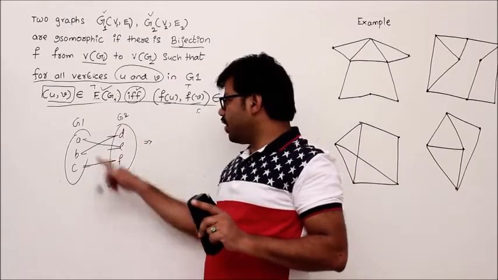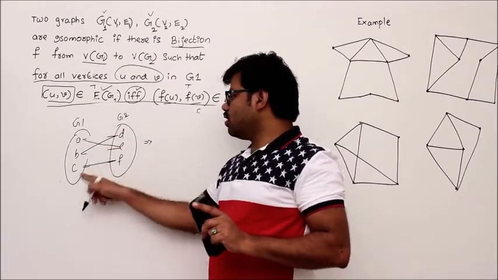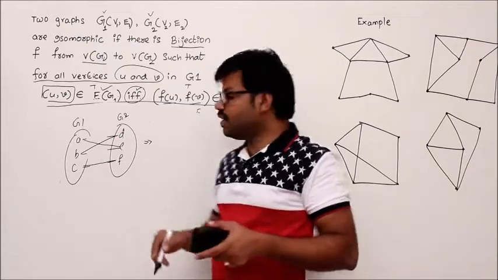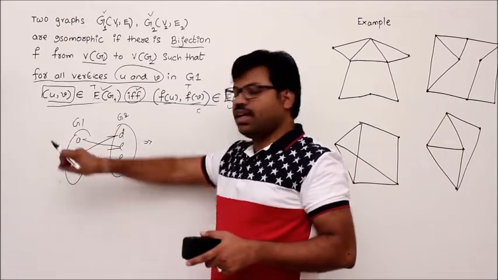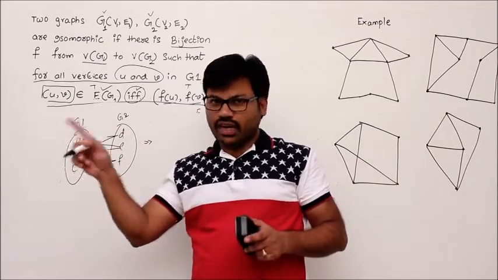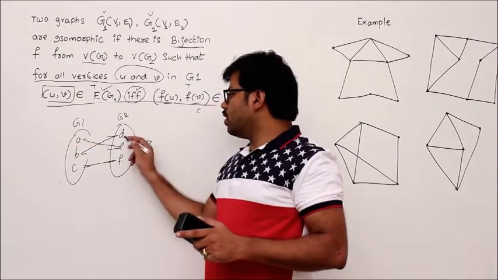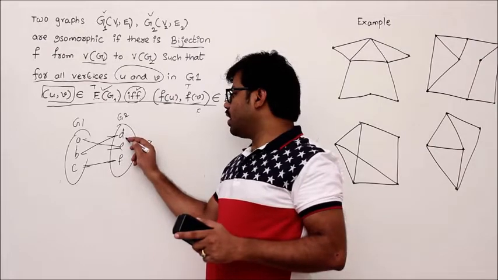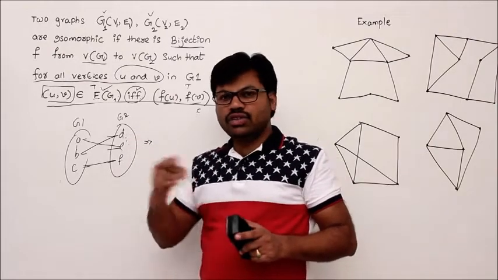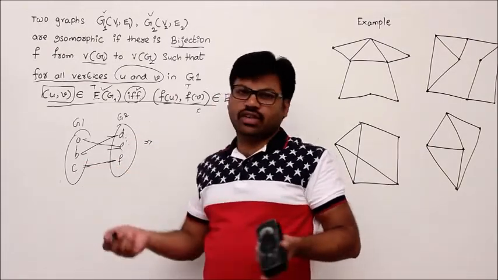Take one more bijection where we map A to E, B to D, C to F, and again check the adjacency. Like take AB and observe adjacency in G1. If A and B are connected in G1, go to G2 and check between D comma E. This thing we should do for every combination of vertices.